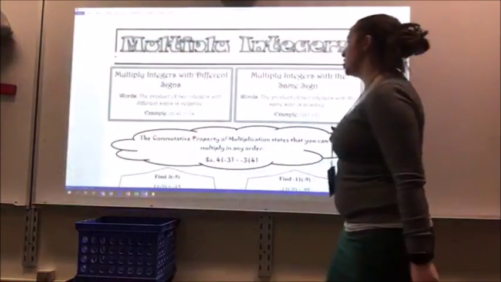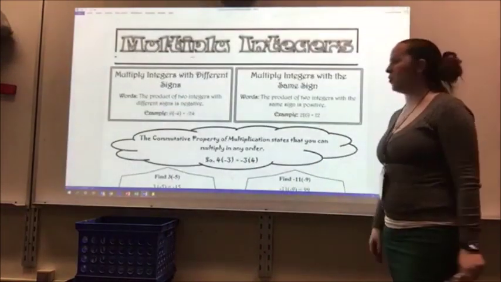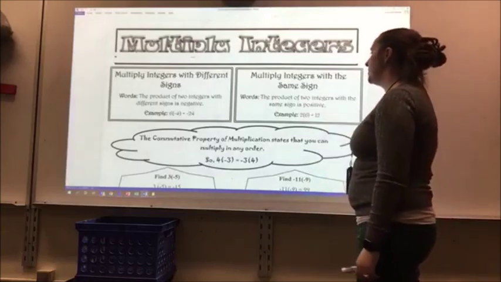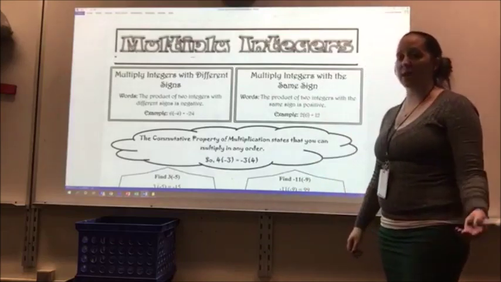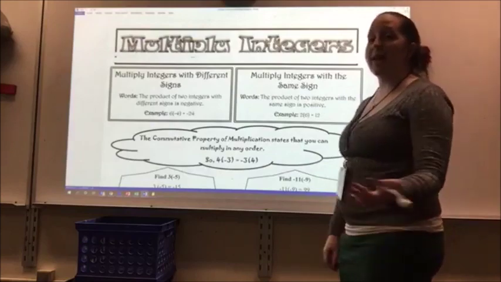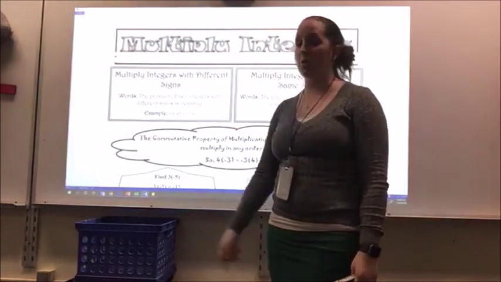If I multiply integers with the same sign, I just multiply normally. The product of two integers with the same sign is positive. 2 times 6 is 12, or negative 2 times negative 6 is 12.